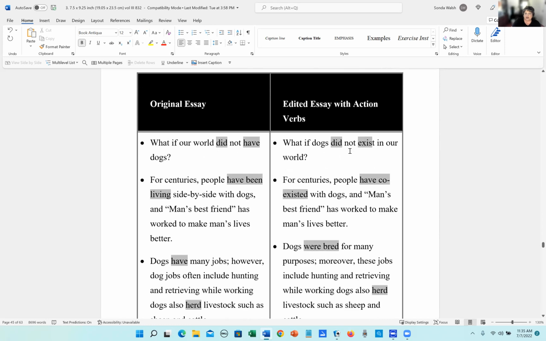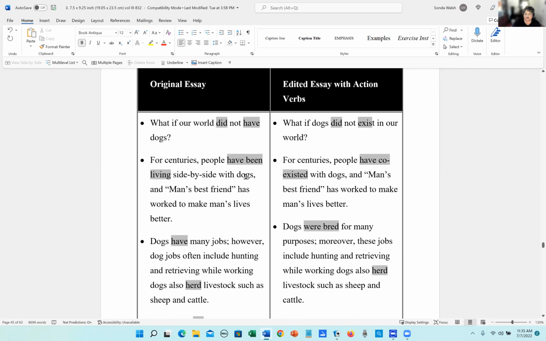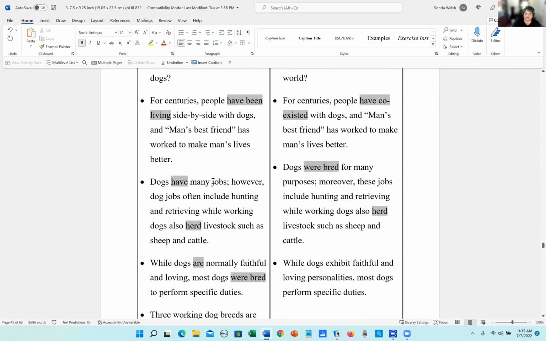So here we changed have to exist. Here we changed have been living to have coexisted. This is, dogs have many jobs. This is, dogs were bred for many purposes.